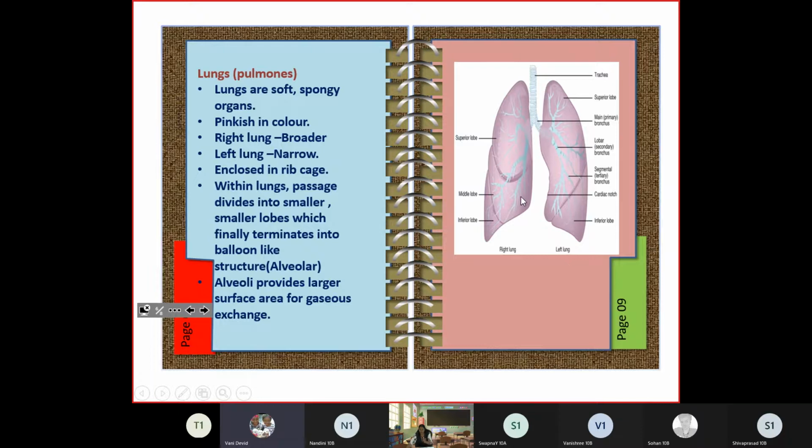These lungs are enclosed in a rib cage for protection. As they are soft and spongy, it is important that they are protected properly. Within the lungs, the passage divides into smaller and smaller branches. This finally terminates into a balloon-like structure, which we call the alveoli. The alveoli provide the largest surface area for gaseous exchange. Whatever air is taken into the body, the exchange of gases takes place in the alveoli.